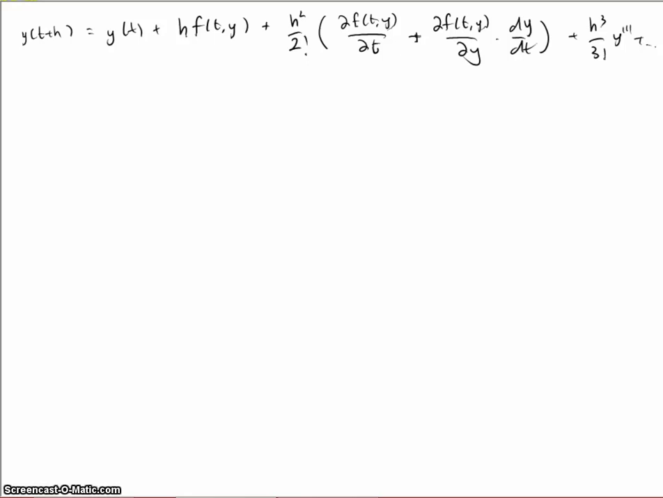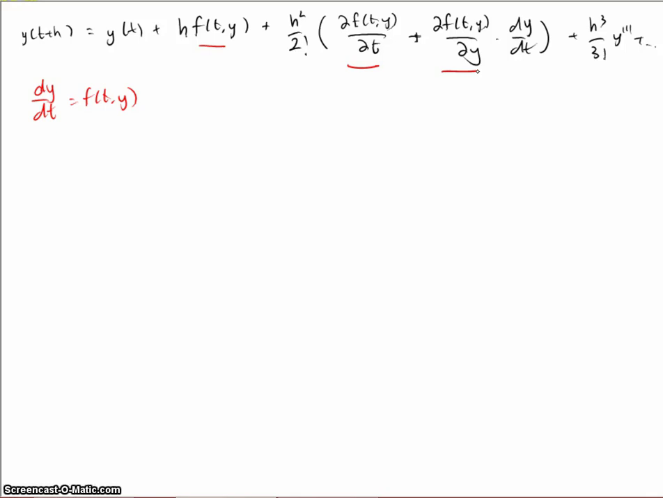Now, since we know what this function f is, let me recap. dy/dt is equal to f as a function of t and y. So we would know what the expression for f is from the problem. If we know f, theoretically we would know the partial derivatives of f with respect to t and y. So if we know the partial derivatives, we would be able to solve this using Taylor series for order up to h to the power of 3.